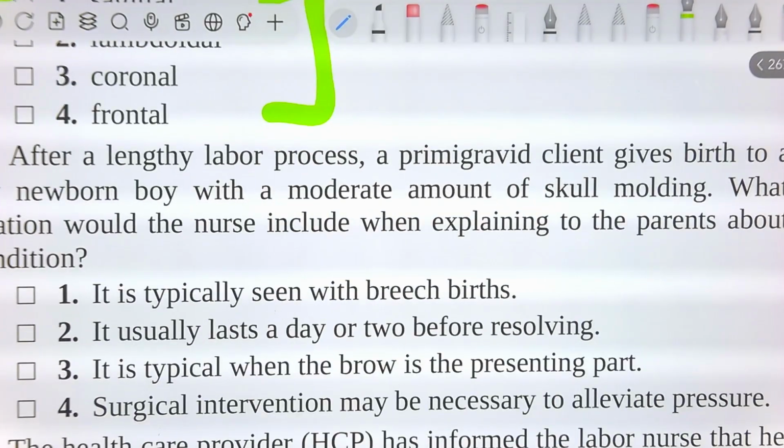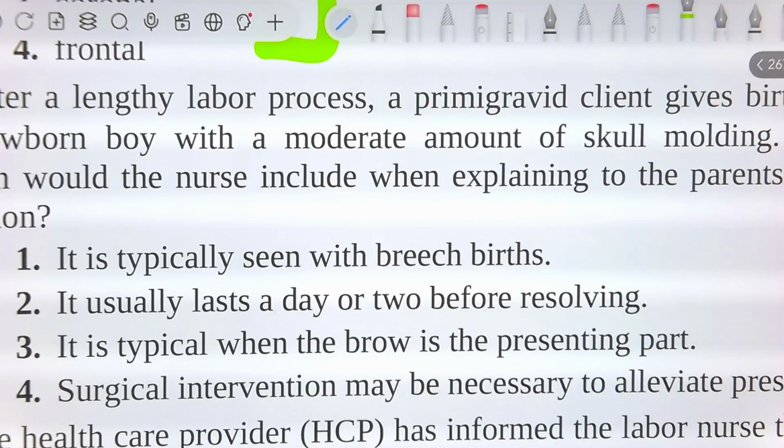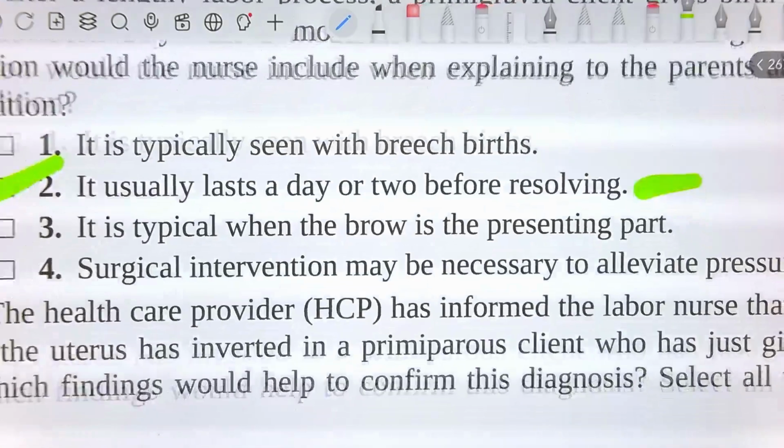Next question. After a lengthy labor process, the primary gravid client gives birth to a healthy newborn boy with a moderate amount of skull molding. Which information should be included when explaining this condition to the parents? Read the options carefully. What can be the right answer about skull molding? Answer number 2 will be the correct one. It usually lasts a day or two before resolving. It will resolve after 2 days. We can tell this to the parents.